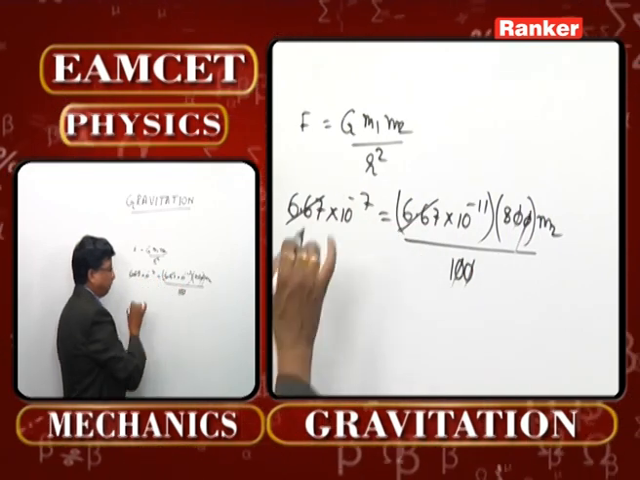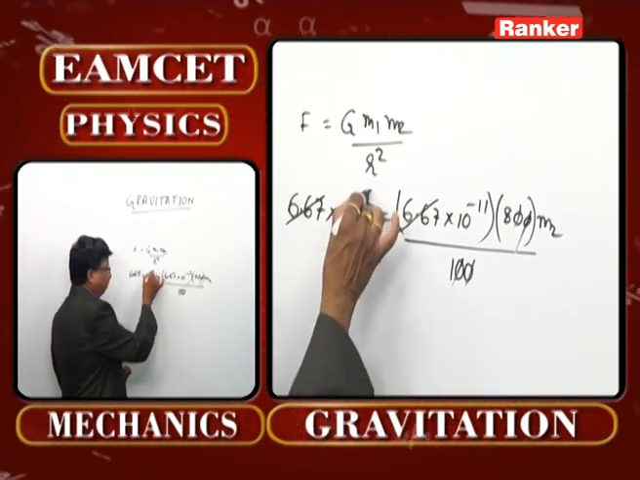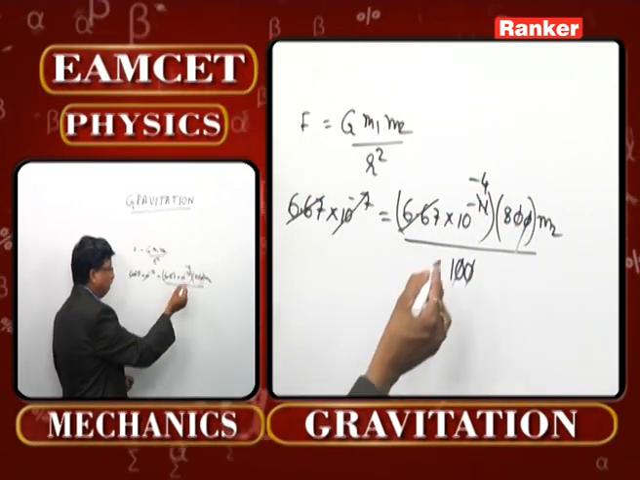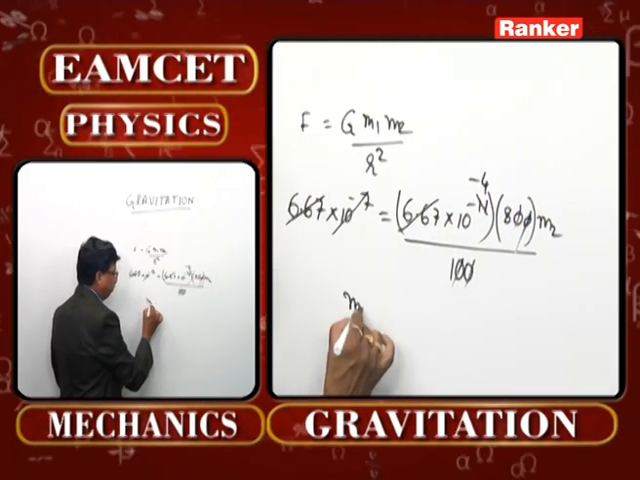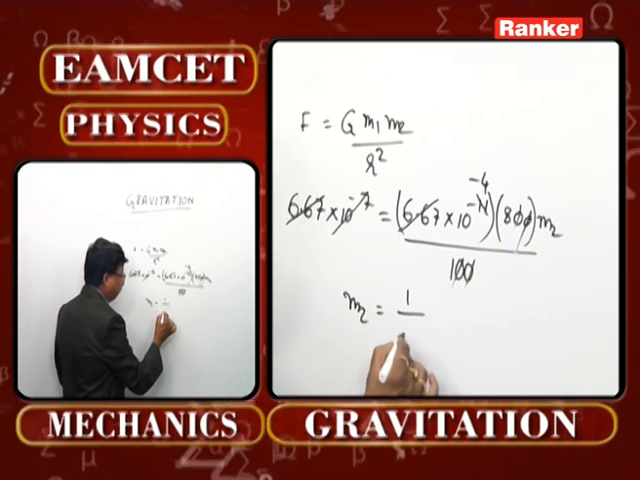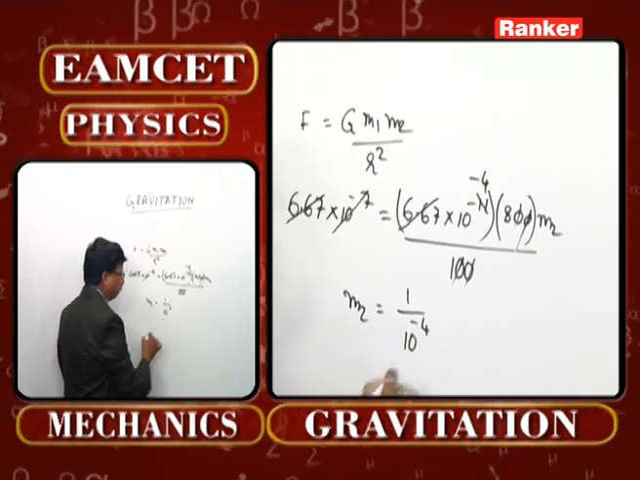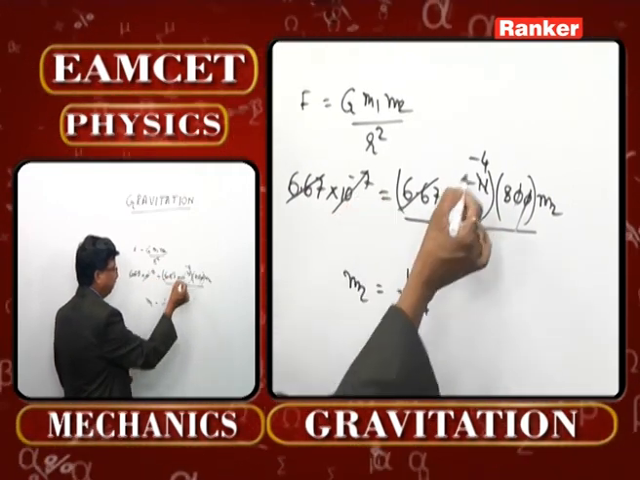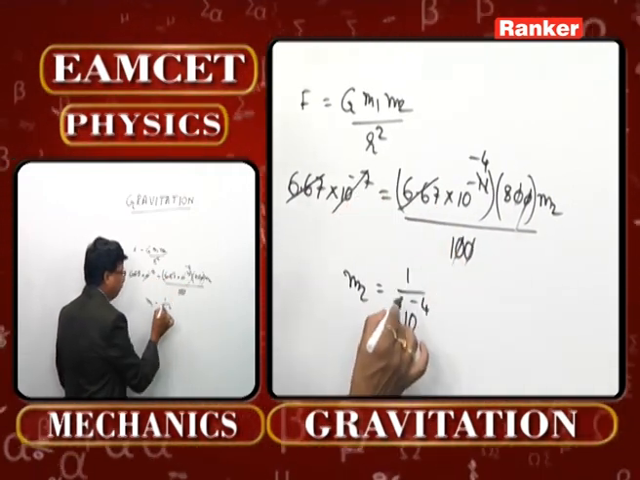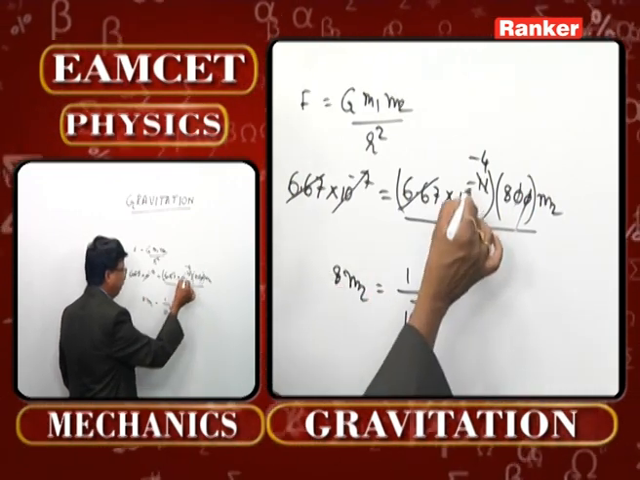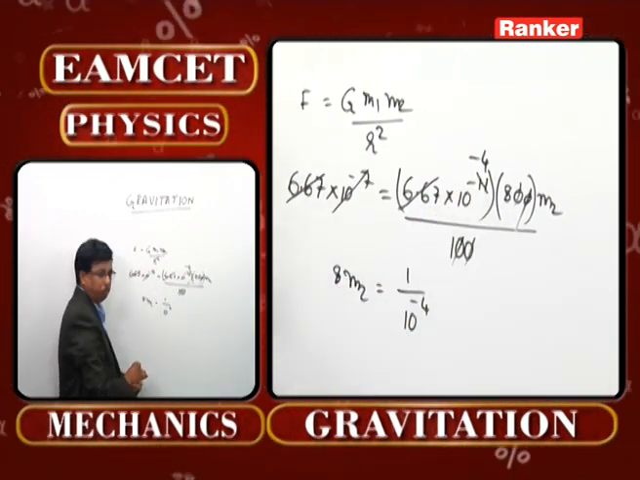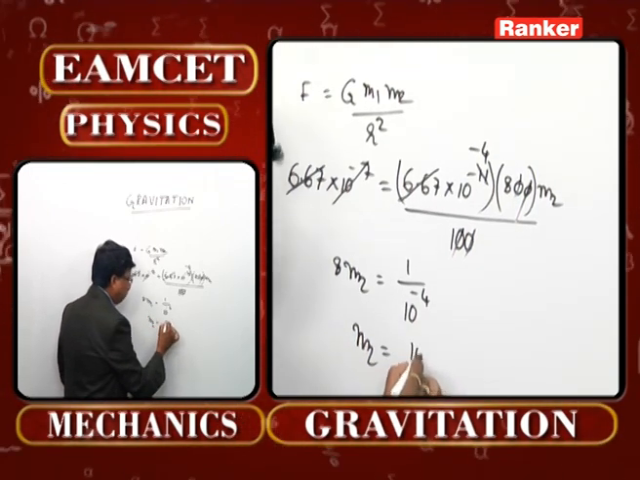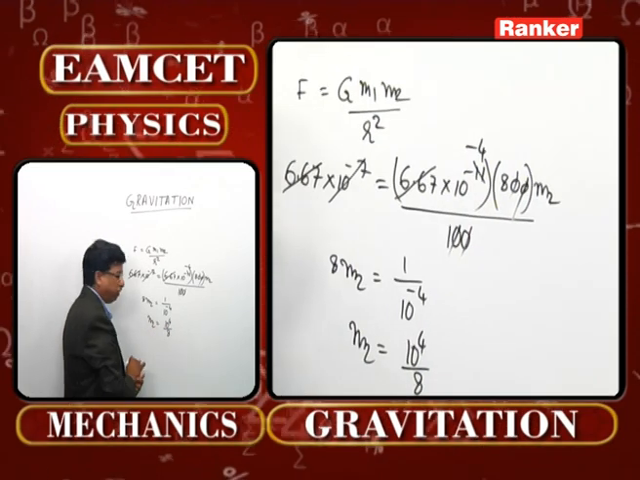6.67 on both sides gets cancelled. 10 to the power minus 7 cancels over here, minus 4 times. So, what now is remaining, you check it, M2 is equal to 1 by 10 to the power minus 4. That of course you can understand directly, this 7, 11 and of course 8 also is there, 8 M2 is equal to 1 by 10 power minus 4. Then what we can write, M2 is equal to 10 to the power 4 by 8.